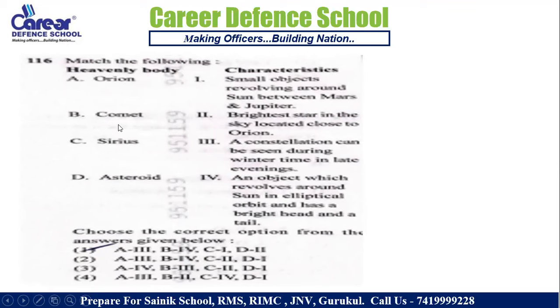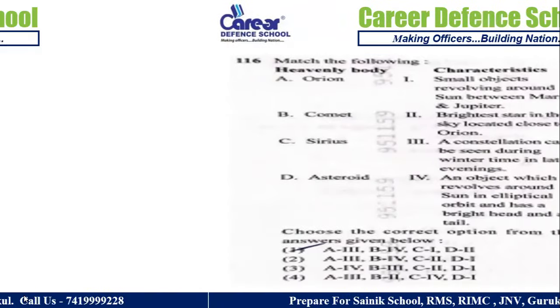Next, B is comet. It is an object which revolves around the sun in an elliptical orbit, and it has a bright head and a tail. Option C goes with the second one: the brightest star in the sky, located close to Orion. This is Sirius. And asteroids are the small objects present in the asteroid belt, hanging in the universe.